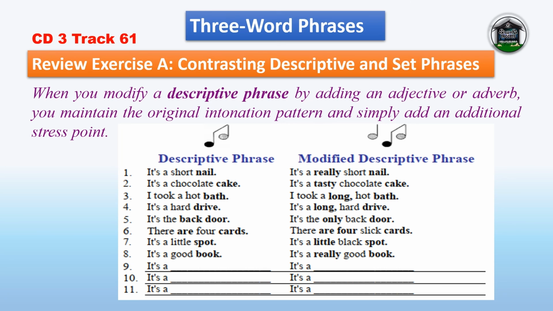5. It's the back door. It's the only back door. 6. There are 4 cards. There are 4 slick cards. 7. It's a little spot. It's a little black spot. 8. It's a good book. It's a really good book.